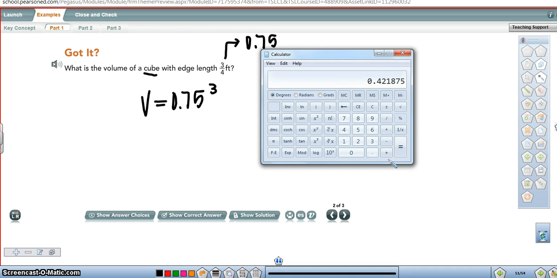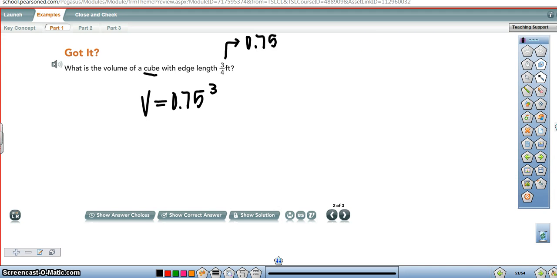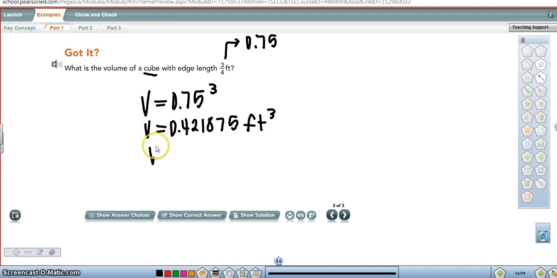So the volume of our cube will be 0.421875 feet cubed. Probably in a lot of cases we would maybe round this to the hundredth place, but it would depend on the directions.